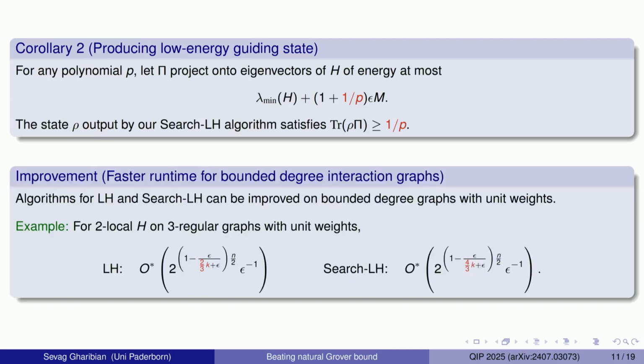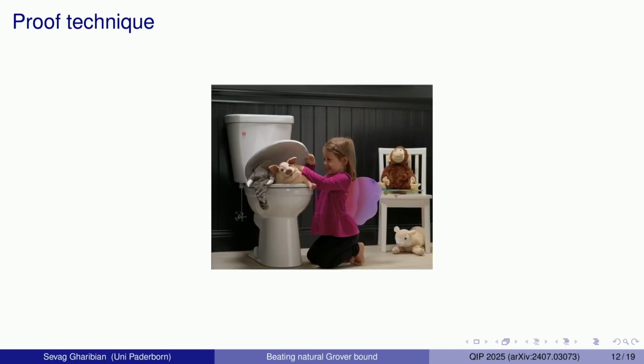The other one is that the runtime I told you is fully general. Okay, so it works for any Hamiltonian, but if you have specific types of Hamiltonians in mind, maybe you're thinking about 2-local Hamiltonians on 3-regular graphs, then you can improve that exponent by being more clever in how you design the algorithm. Okay, and I'll show you where this happens later. Good. So this is all I want to say about results. Let's get to proof technique.